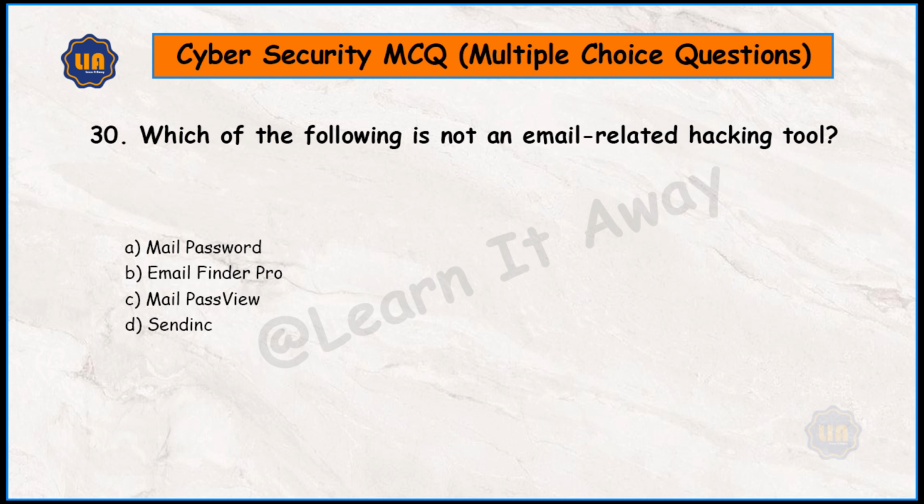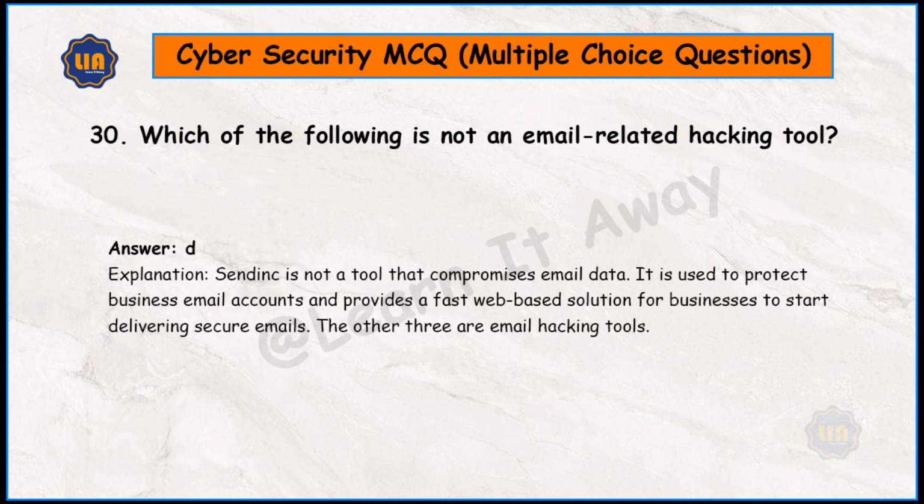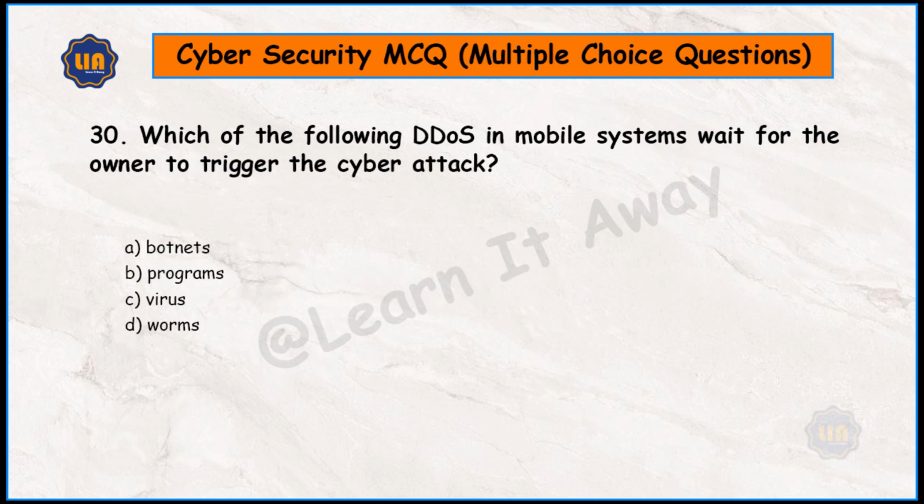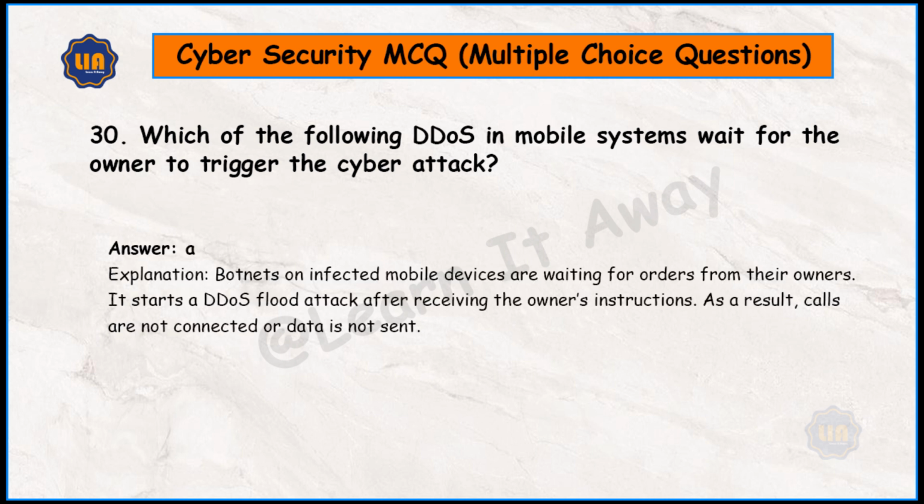30. Which of the following is not an email-related hacking tool? A. Mail password. B. Email Finder Pro. C. Mail Pass View. D. Sendink. Answer. D. 31. Which of the following DDoS in mobile systems wait for the owner to trigger the cyber attack? A. Botnets. B. Programs. C. Virus. D. Worms.